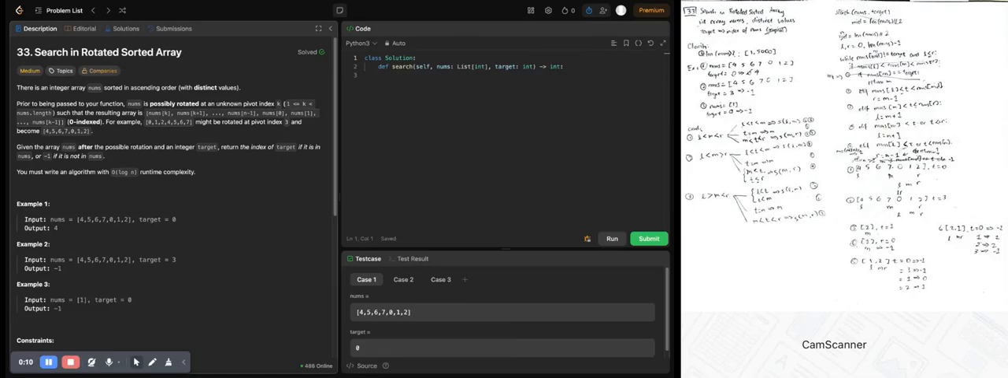Today let's look at another LeetCode problem, which is problem 33, Search in Rotated Sorted Array. There is an integer array nums sorted in ascending order with distinct values.